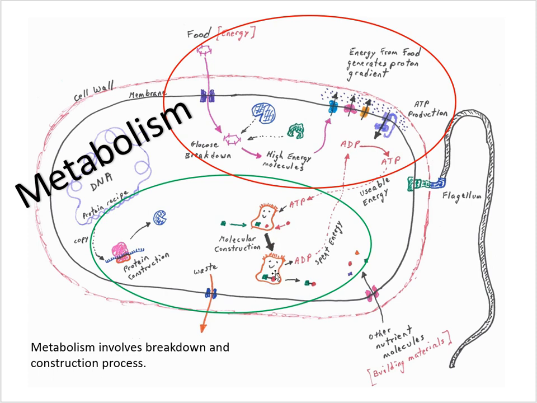The cell will need to replace old parts and to make extra parts and to grow and possibly go on to divide. So metabolism then refers to all of these chemical reactions, but we can think of them as two categories of reactions: the breakdown processes of metabolizing food to get energy, and then the construction processes to use that energy and raw materials to build new things for the cell.